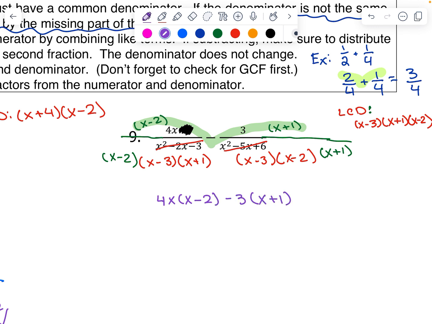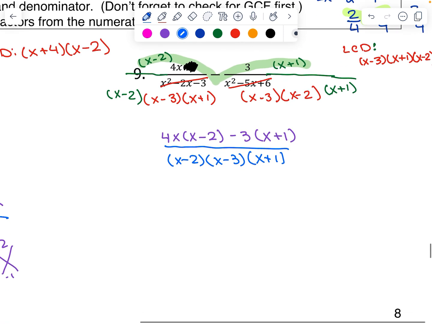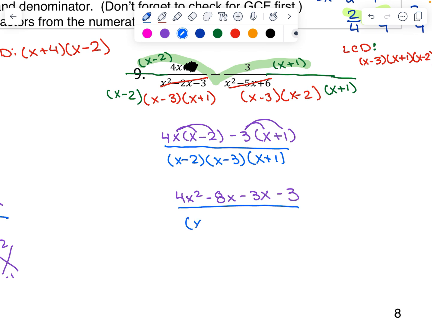So now we can add or subtract across because the denominators are the same. What is my denominator? My denominator is x minus 2, x minus 3, and x plus 1. They have a common denominator, so you can write it together. So we're going to go ahead and simplify. 4x times x is 4x squared. 4x times negative 2 is negative 8x. Negative 3 times x is negative 3x. And negative 3 times 1 is a minus 3. And it's all being divided by x minus 2 times x minus 3 times x plus 1.